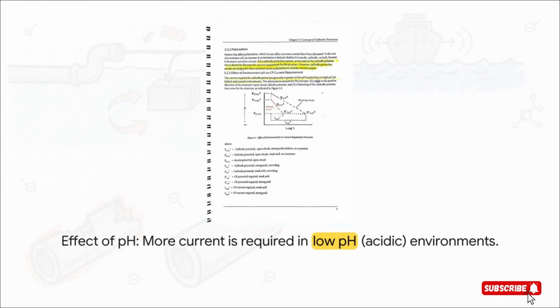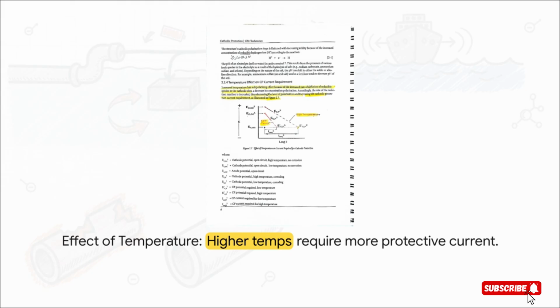The chemistry of the soil or water also matters a ton. As you can see here, a structure that's in a more acidic environment, that means a low pH, is going to require significantly more protective current than one in a neutral or alkaline environment. To put it simply, acidic soil is just more aggressive towards metal. Temperature also plays a huge role. You can think of heat as energy, and that energy just speeds up all the chemical reactions, including the ones involved in corrosion. So it's a pretty direct relationship.